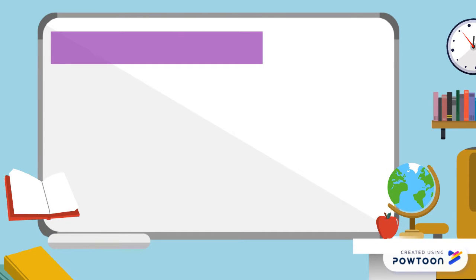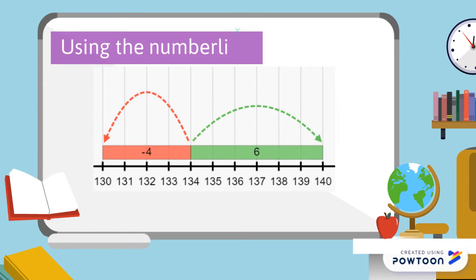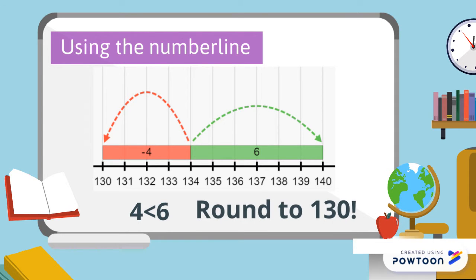When I plot 134 on the number line, I can see that 134 is 4 away from 130 and 6 away from 140. Since 4 is less than 6, we will round to 130.